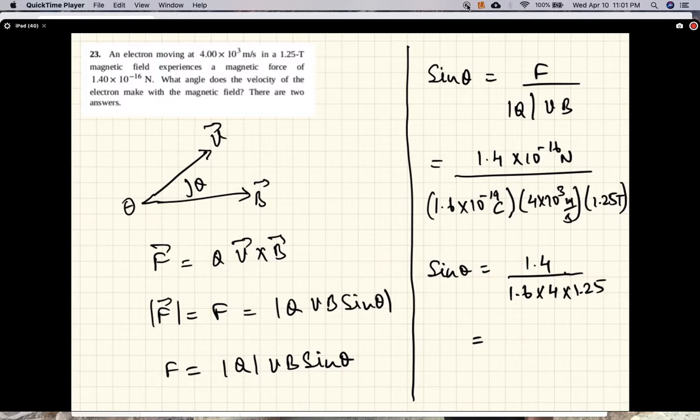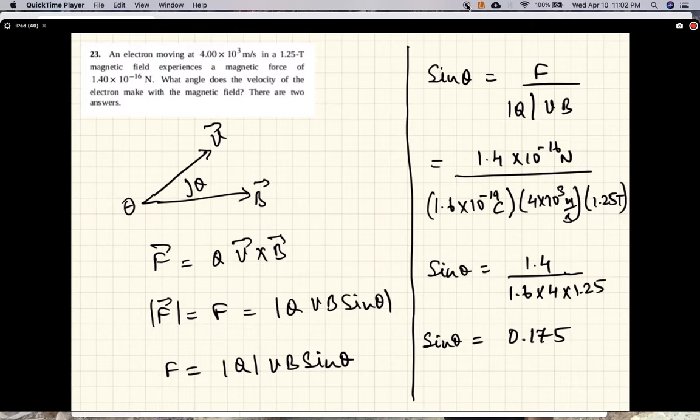So sine theta is equal to 1.4 divided by that, and this is equal to 0.175. So sine theta is 0.175.